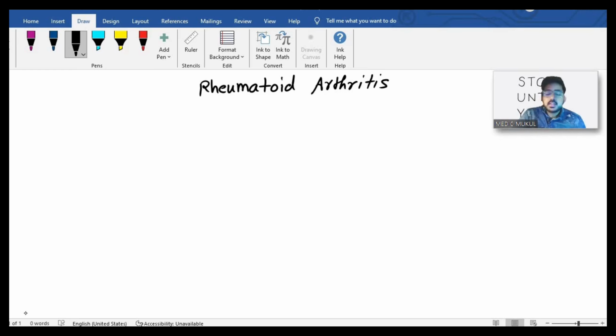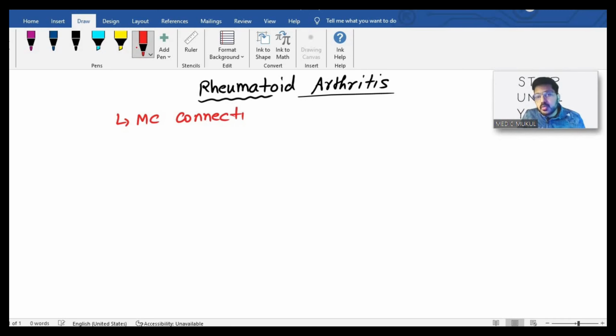So let's start our discussion with rheumatoid arthritis. When we say rheumatoid arthritis, the first question that should come to our mind is: which is the most common connective tissue disorder? The most common connective tissue disorder is rheumatoid arthritis.